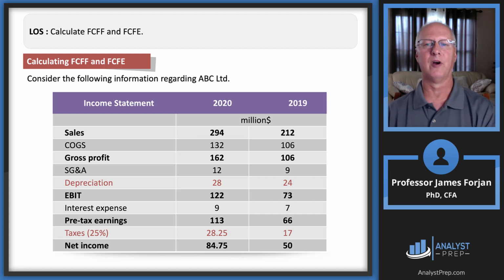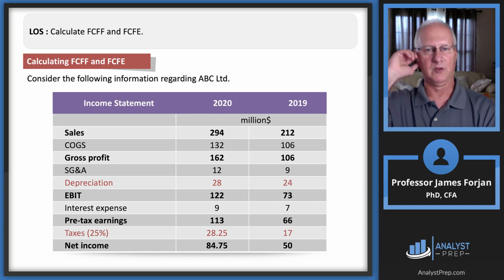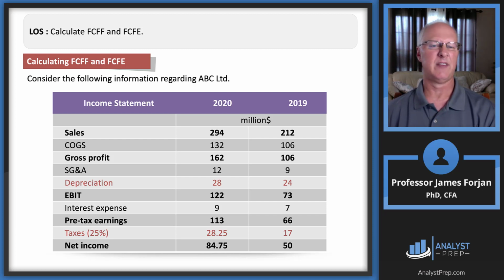All right, so here we have a firm, 2019 and 2020. There's the income statement. So we start up at the top with 294. We work our way all the way to the bottom, assuming a corporate tax rate of 25, and we get around 85 million in 2020 and about 50 million in 2019. Nothing super interesting about this. Just look for some kind of an income statement in the body of the vignette.